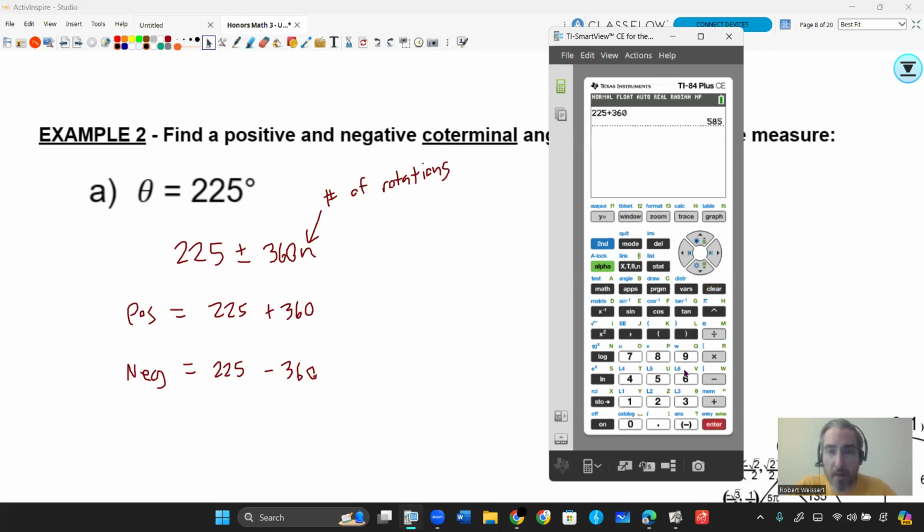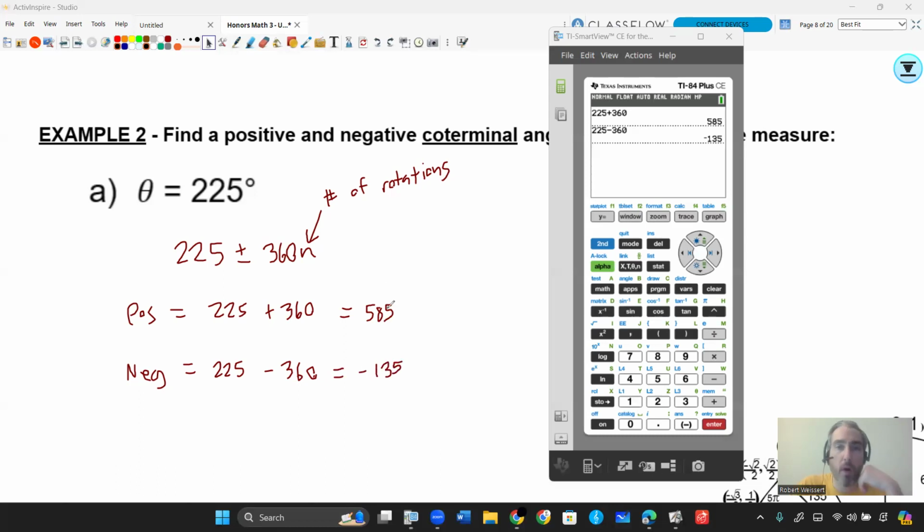Get your 585, and then you get 225 minus 360, and you get negative 135. And that's all there is to it, guys. So you got your 585, and you got your negative 135.